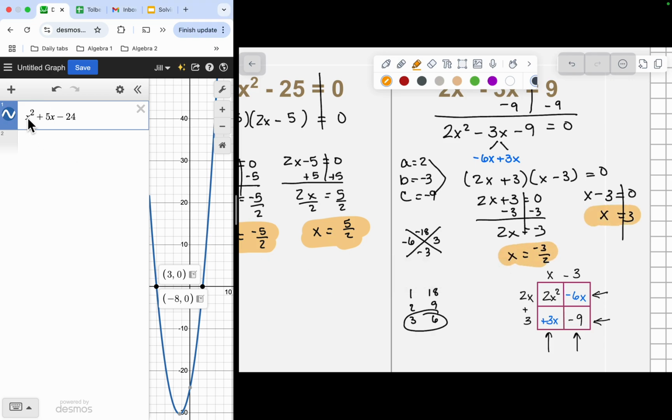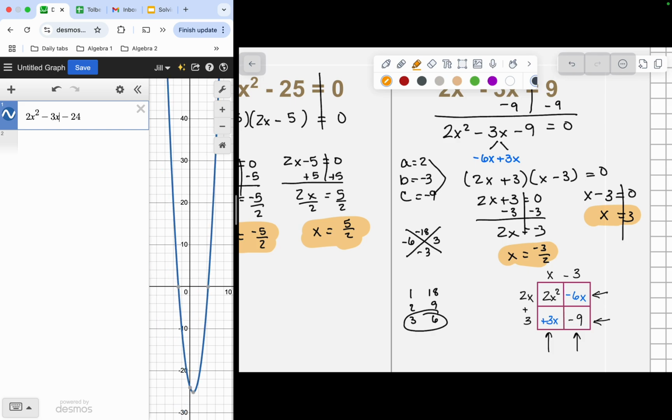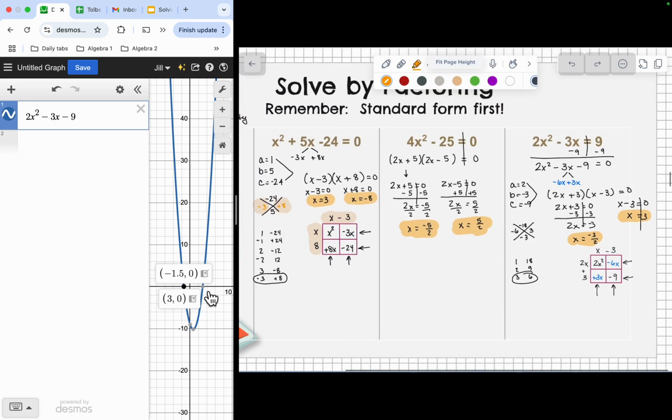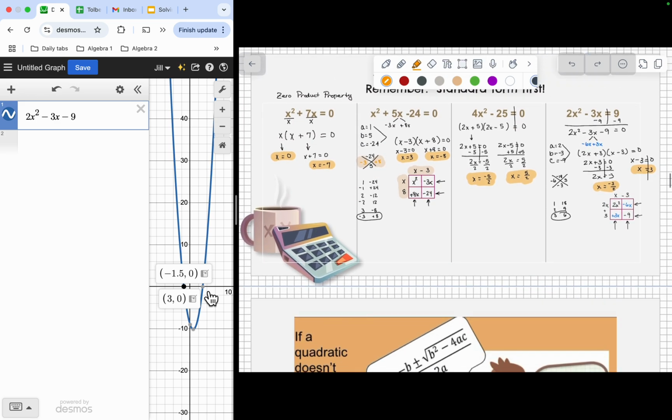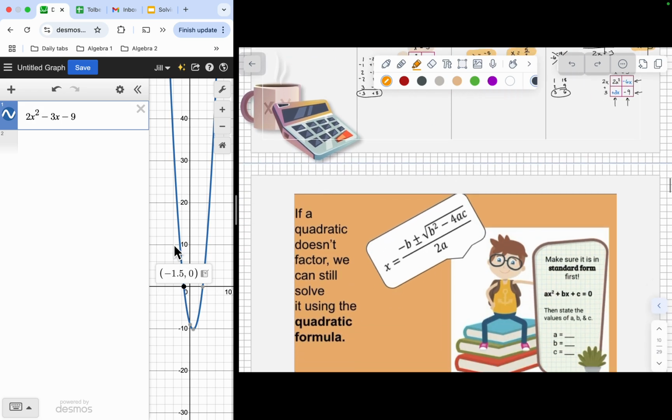And again, I can come over here and double check that I've got that correct by just entering my quadratic and checking my solutions. There's negative 1.5, or negative 3 halves, and there's positive 3. So I've checked and I know those two solutions are correct. So that is one of the ways that we can solve a quadratic: by factoring.